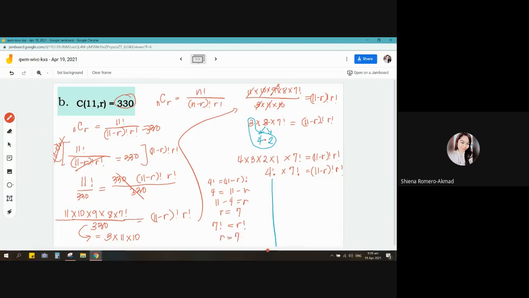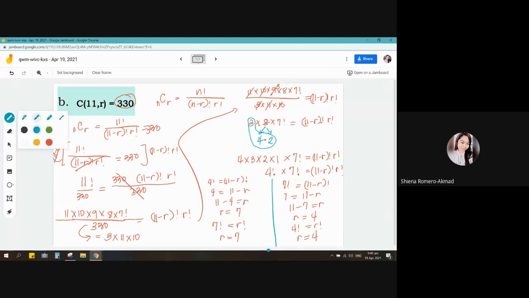Pwede din namang baliktad. Pwedeng 7 factorial yung nandito. 7 factorial is equal to 11 minus r factorial. Since we are just getting the value of r, we'll have 7 equals 11 minus r. So 11 minus 7 equals r. So r is equal to 4. Same lang din siya because 4 factorial is equal to r factorial. So r is equal to 4.